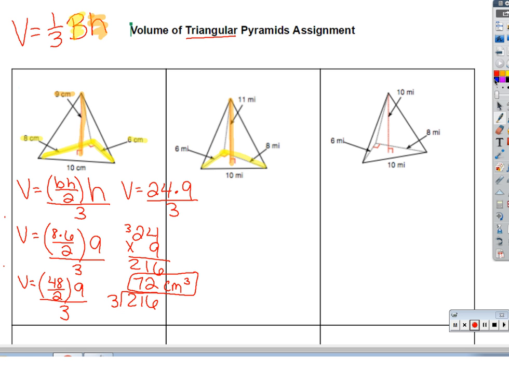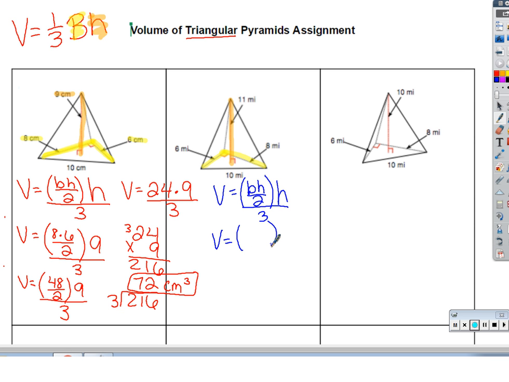And we're going to work this one the exact same way. So our formula is volume equals, in parentheses, base times height divided by 2, times the height of our pyramid, and then we're going to divide all that by 3. And substitute in our numbers.